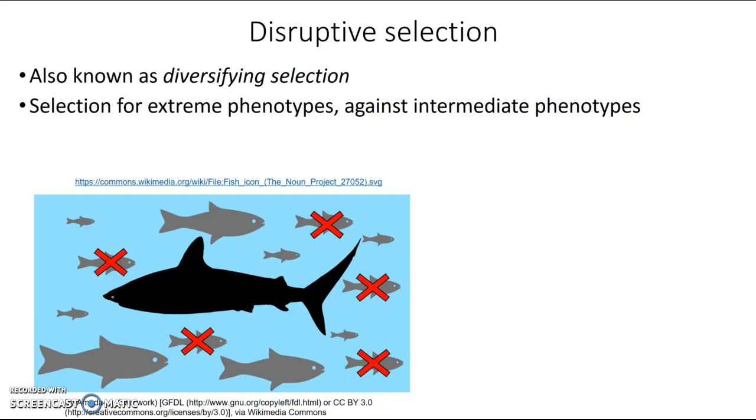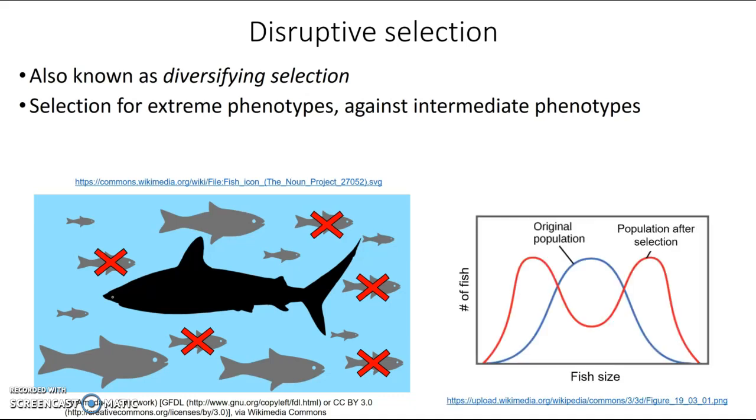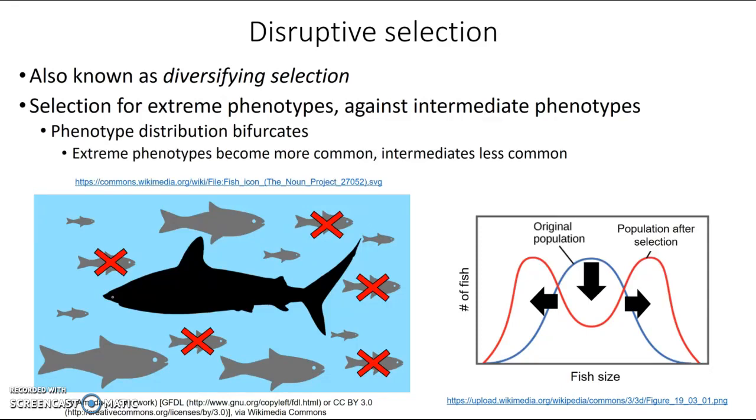So if we were to watch this population for several generations, we might see that the big fish do really well and reproduce, and the very small fish do really well and reproduce, but not so much the medium-sized fish. So if we were to graph it out, if the blue is our initial distribution of fish sizes, we might see that over time, the really small fish increase and the really large fish increase. So our phenotype distribution would actually bifurcate. It would fork into two sides like that. And we would see that the extreme phenotypes become more common and the intermediate phenotypes become less common.